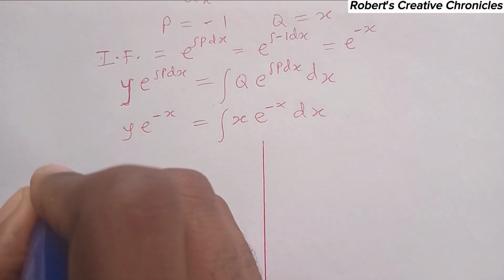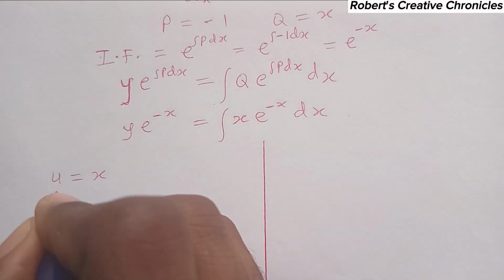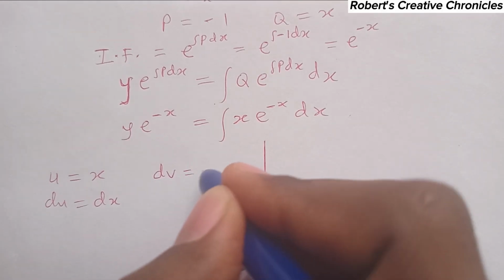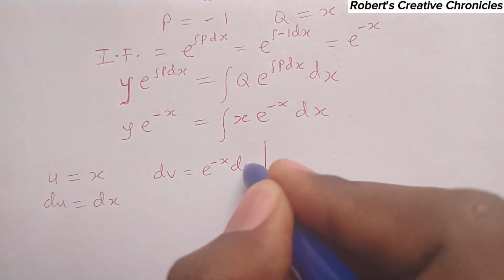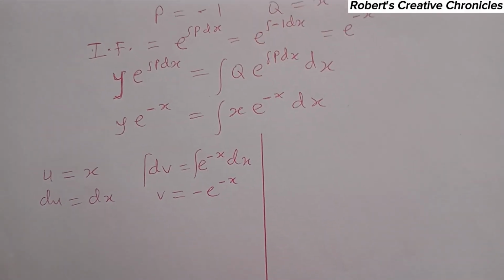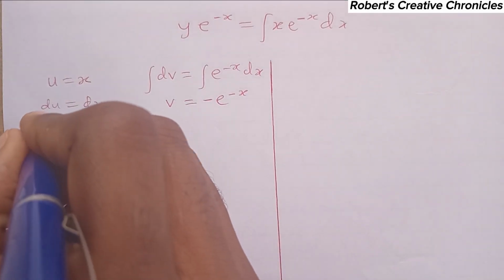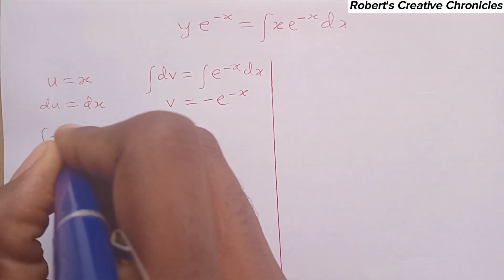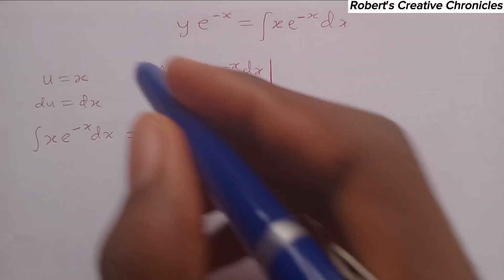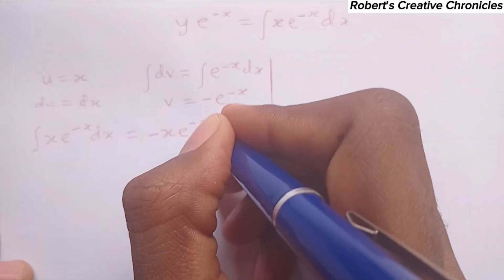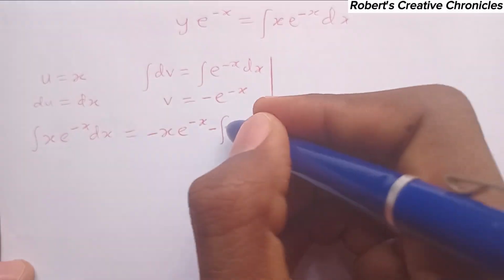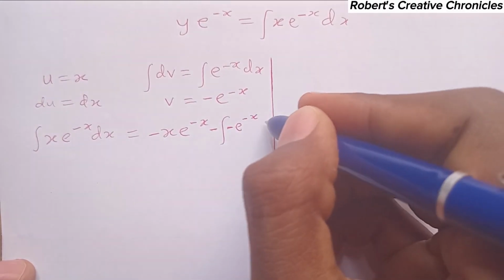So our u is x. We'll find the derivative: du is equal to dx. Then, dv is e^(-x) dx. We'll find the integral: v is equal to negative e^(-x). So now, the integral of x e^(-x) dx is equal to uv, which is negative x e^(-x), minus the integral of v du, which is minus negative e^(-x) dx.